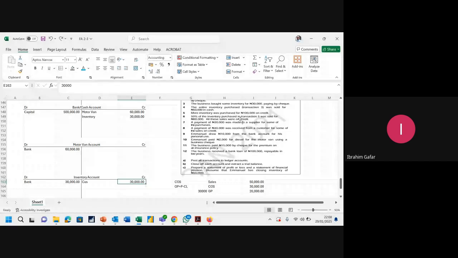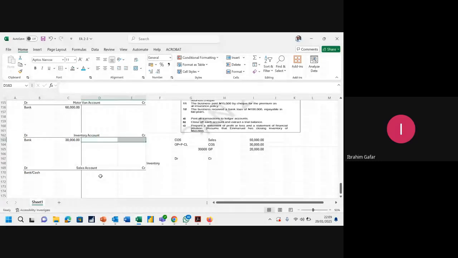Debit your cash, 50,000 naira, and credit your sales account, 50,000 naira. Simple. Don't stress it. Are we getting it? Yes, sir. Simple, straightforward.